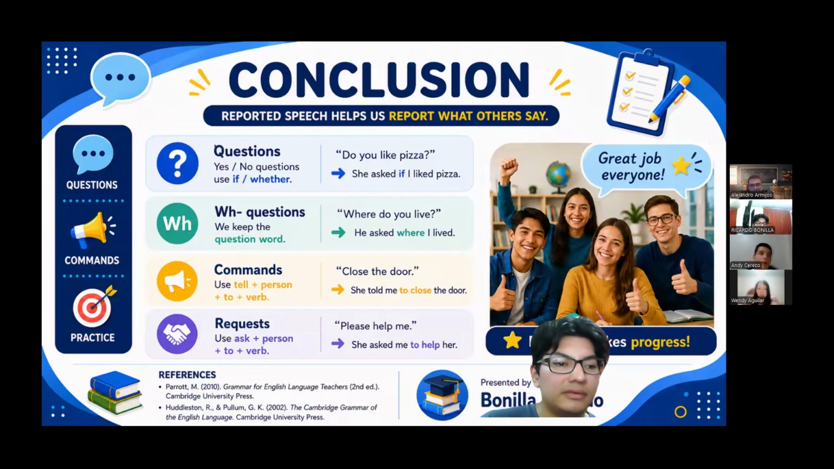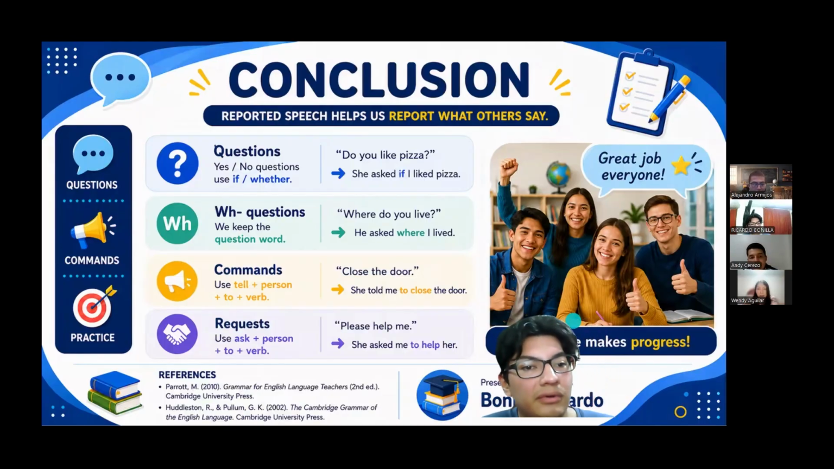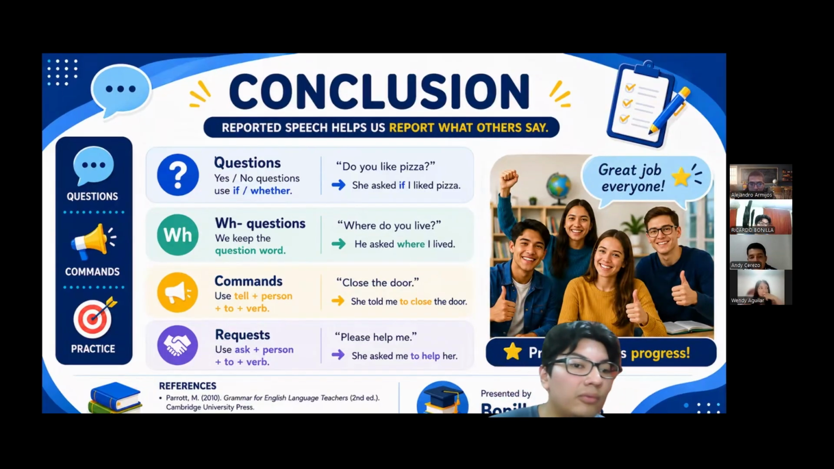And in this moment, students, today we learned reported questions, commands, requests, and common mistakes. Remember, with yes or no questions, use if or whether. With wh-questions, keep the question words. Command: tell plus person plus to plus verb, and request: ask plus person plus to plus verb.